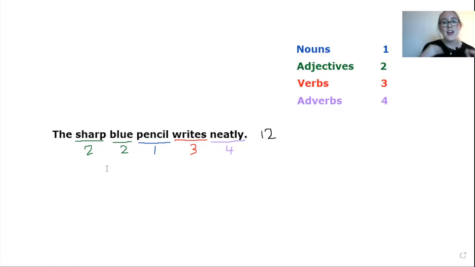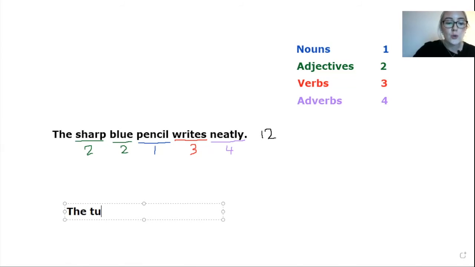Good. So now I've done one sentence about my pencil. I'm now going to see if I can do another sentence about my water bottle, my blue water bottle. So again, as I'm writing this sentence, see if you can identify the word forms as we're going along. So I'm going to start.